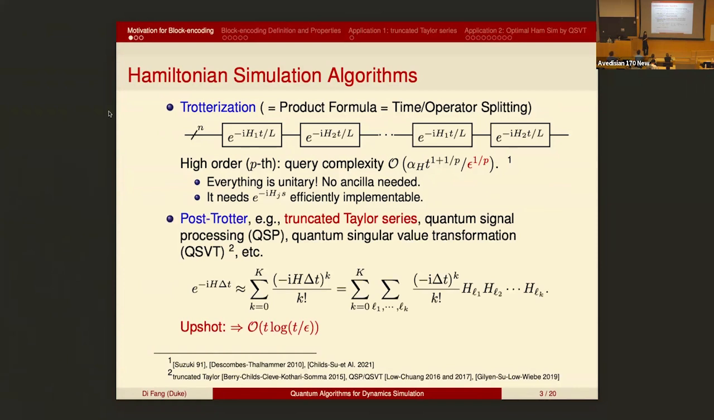Several algorithms exist. You may wonder why you should care about post-Trotter algorithms when Trotter is already easy to implement and has a nice bound. It's pretty cool. So it really depends on your purposes. You may not have to use another algorithm.